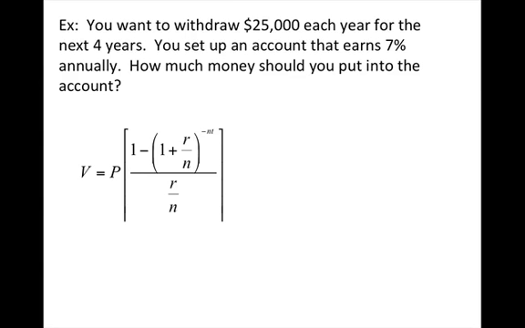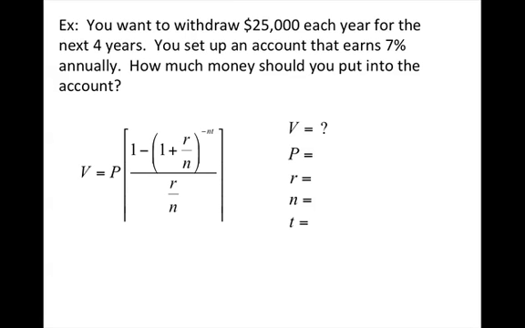So my formula is V equals P times 1 minus (1 plus R over N) raised to the negative NT, divided by R over N. And as we mentioned, V was my present value of the annuity. That's what I'm looking for this time. I want to know how much I need to put in that account right now.